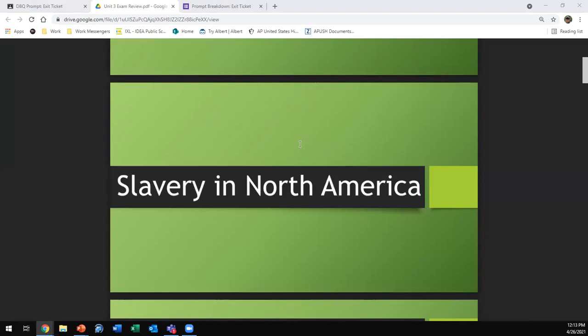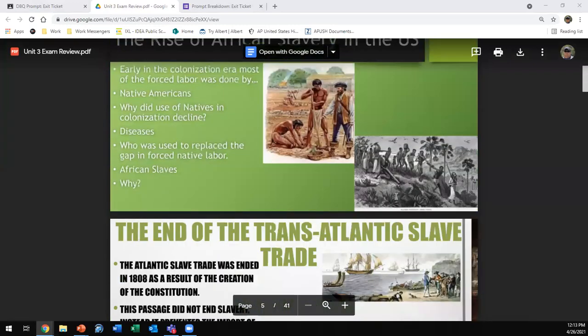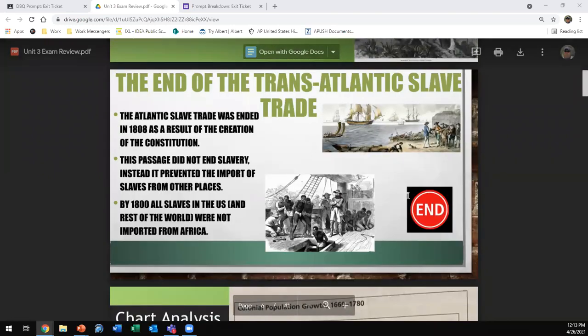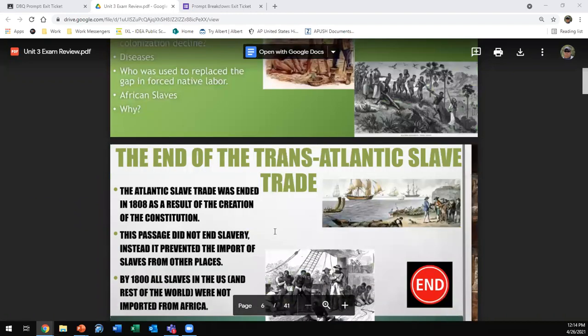African slaves. Yep, that's right. They start bringing in African slaves from the Portuguese, the Spanish, bringing slavery to the United States and North America as a result, right? Because it's already a North American thing. Now, it gets into the United States specifically through Virginia and the tobacco plantations.